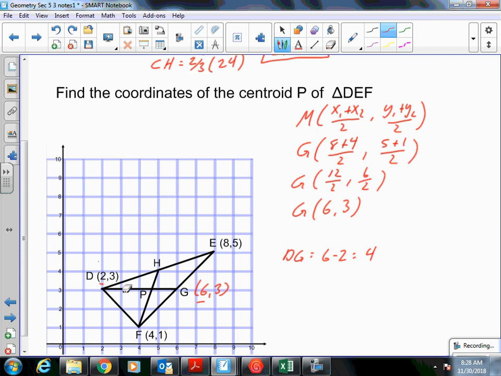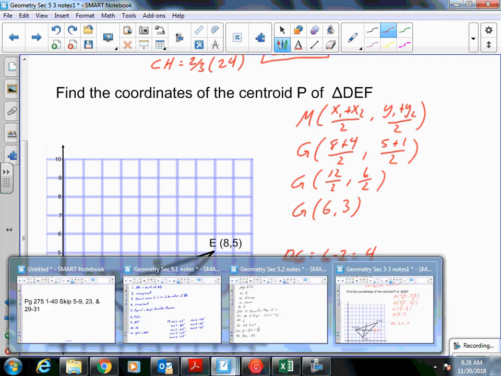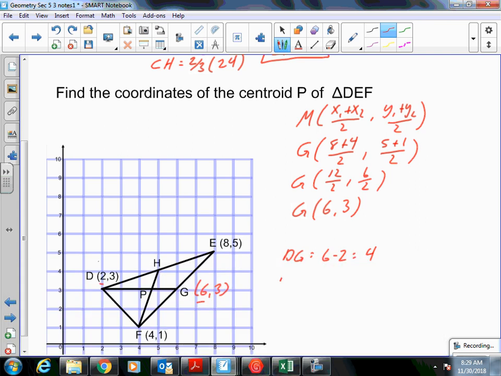And then this portion from D to P, what do we know about it? Because it's from the vertex to the centroid, we know that it's got to be 2/3 of the total length of DG. So DP is going to equal 2/3 of DG, or that's 2/3 of 4, which 4 times 2 is going to give us 8/3. So we know the length from D to P is 8/3.